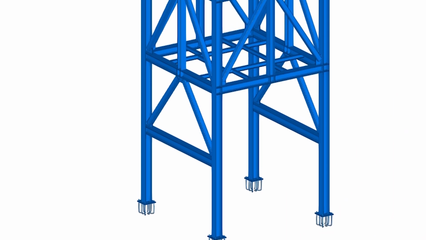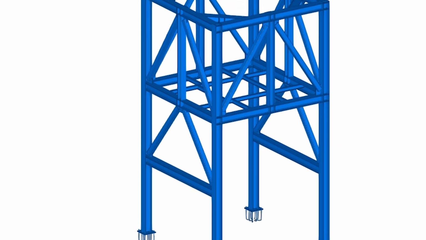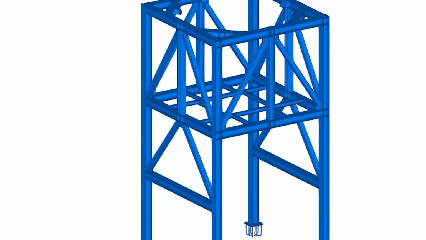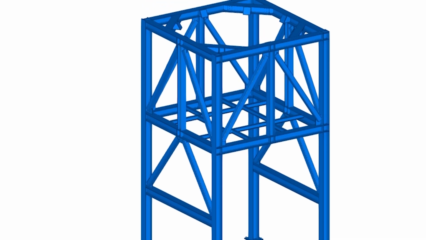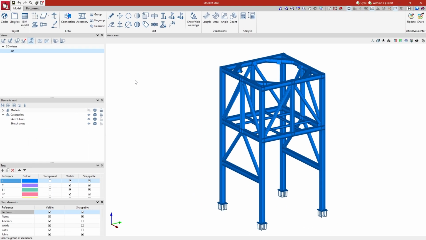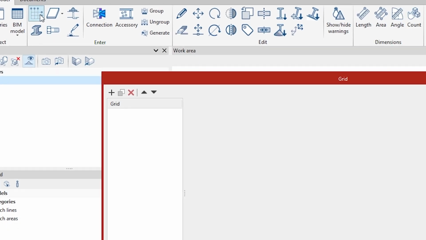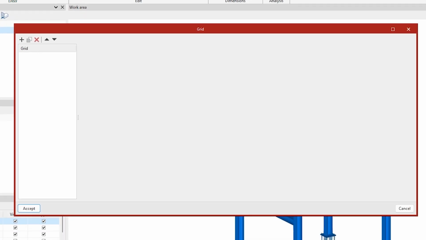Let's see how to enter grids into StruBIM Steel. Grids are sets of reference lines that make the geometric modelling of the structure easier. To do this, in the program's general interface, we select the Model tab and click on the Grid option in the Enter group of the top toolbar. This opens the Grid window.